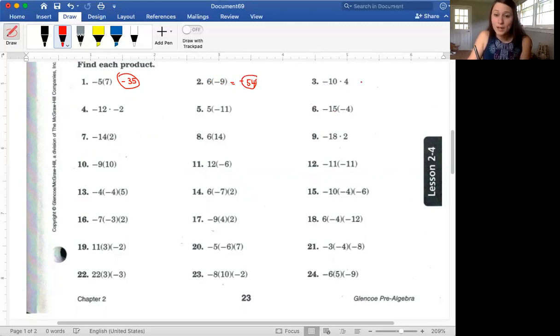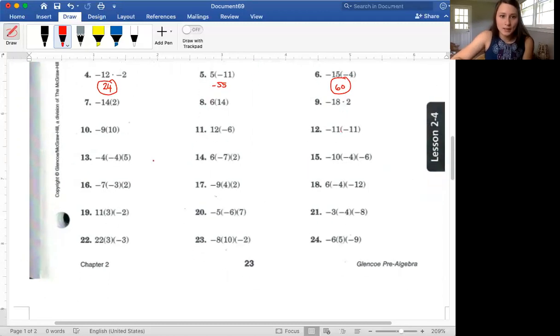Number 3, one negative, my answer is -40. Okay, number 4, I've got two negatives. Two negatives together make a positive, so this answer is +24. For number 5, one negative, so that's going to be -55. Number 6, two negatives together, -15 times -4 makes +16.